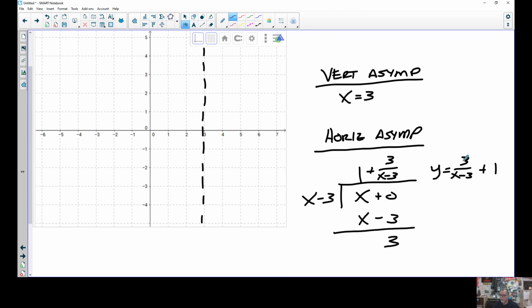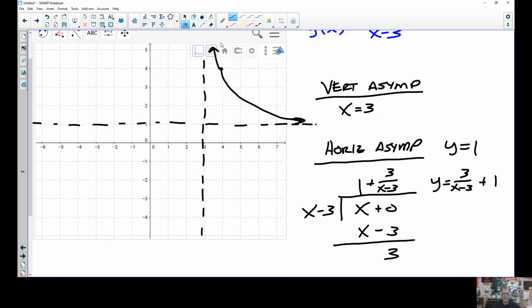We see it has a vertical expansion by a factor of 3, and it goes up 1. So if it goes up 1, I know my horizontal asymptote now is y equals 1. And I can draw that in. I also know now that instead of going over 1, up 1 from here, I'm going to go over 1 and up 3 because of that vertical expansion by a factor of 3. And I can sketch in that asymptotic behavior, arrows at the ends, and do the same up this way.